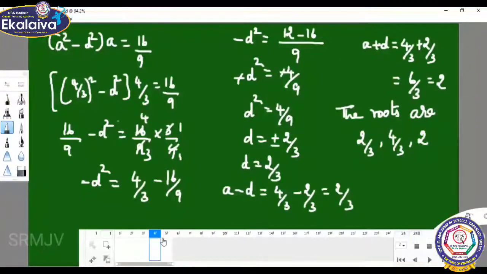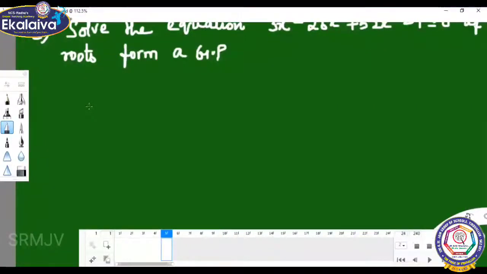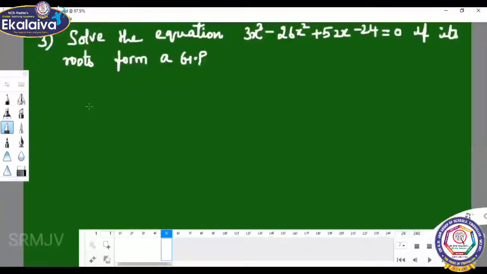Now we move on to the third sum. What is the third sum? Solve the equation 3x cube minus 26x square plus 52x minus 24 equal to 0, if its roots form a GP. What does GP mean? Geometric progression. So you can take your roots as a by r, comma, a, comma, ar.